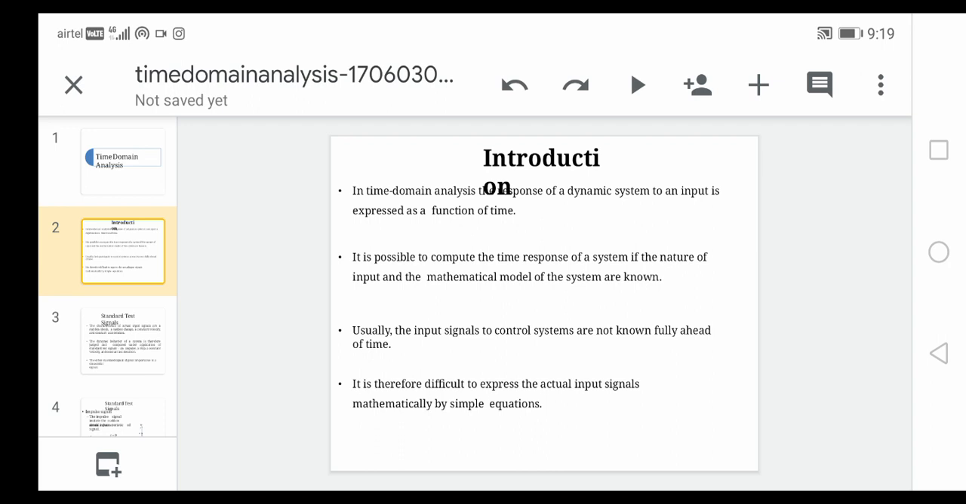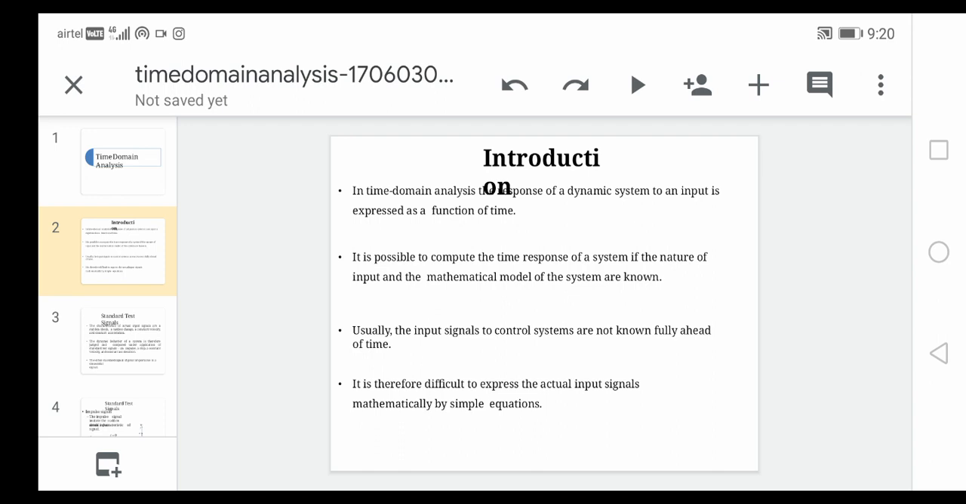Time domain analysis is nothing but the response of a dynamic system to an input, expressed as a function of time. It is possible to compute the time response of a system if the nature of the input and the mathematical model of the system are known.